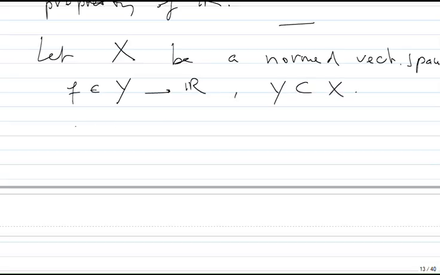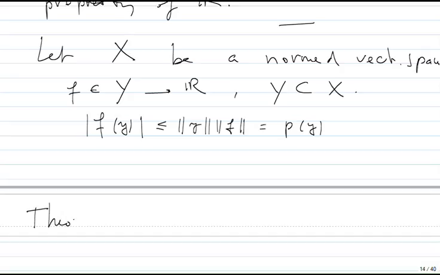So either we take f of y less than the norm of y times the norm of f, and to get the following theorem, this will work. This is your p of y and satisfies all the properties that we want. So we get the following theorem, the one that we will be using a lot in these web notes.